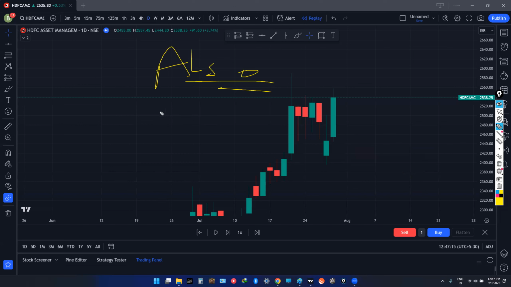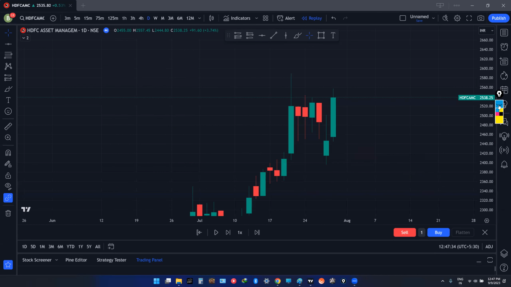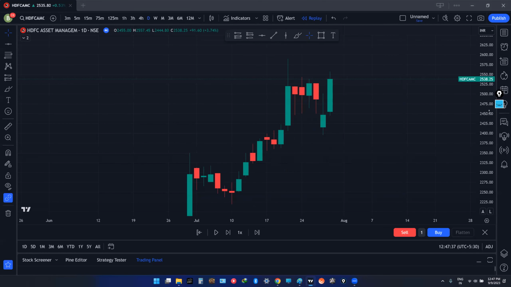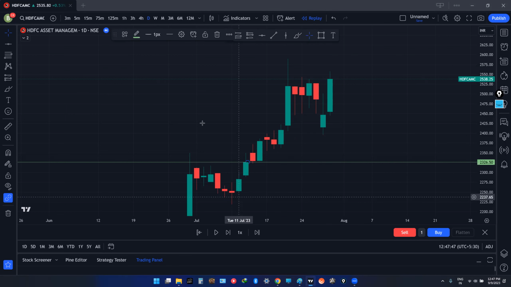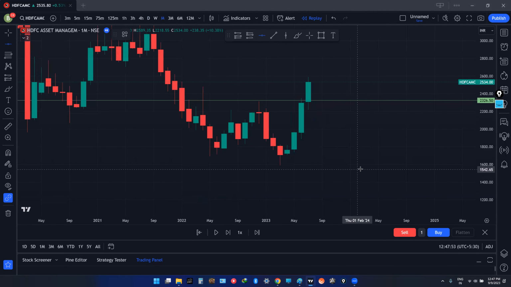Also, lower time frame stop losses are weak compared to higher time frame stop losses. So suppose for a stock, you keep a stop loss here on daily. Let me mark this using a line. Say this is my stop loss based on daily. And suppose if I go to monthly and I mark my stop loss here.